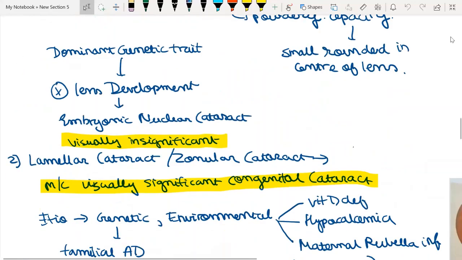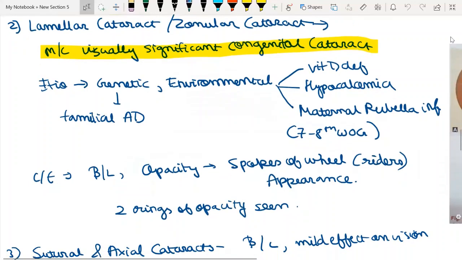The second type here is the lamellar or the zonular cataract. The most important point is that it is the most common visually significant congenital cataract. The etiology here can be genetic and environmental. Genetic because it is familial autosomal dominant, and environmental which is due to vitamin D deficiency, hypocalcemia, or maternal rubella infection during the 7th or the 8th week of gestation.